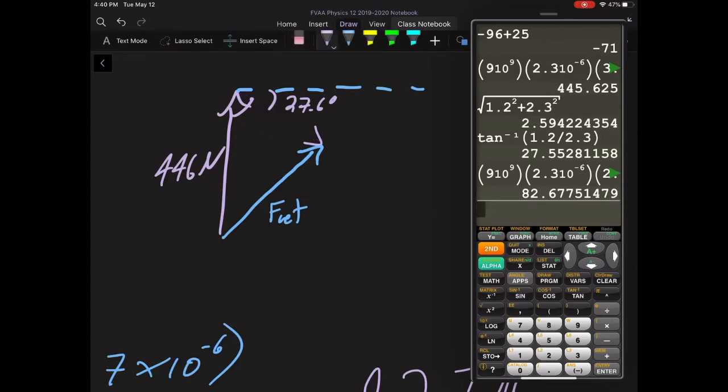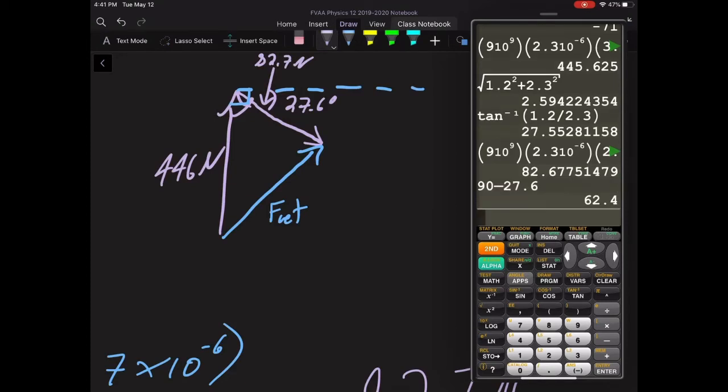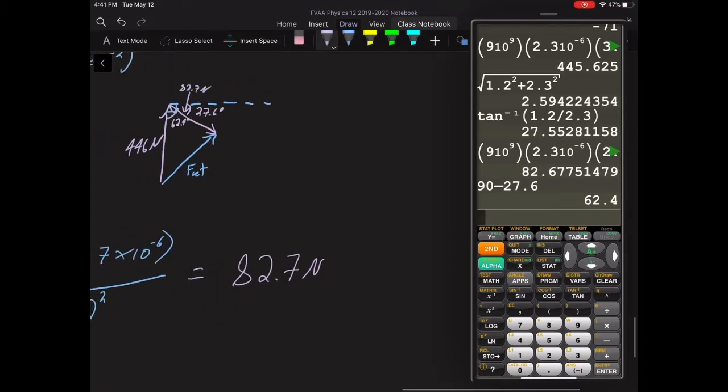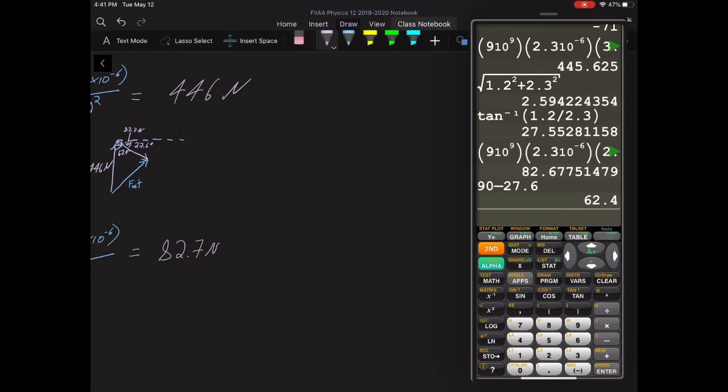Let me redraw my lines here. Okay, that's like that. The magnitude of this line is 82.7 newtons. But the degrees here, because this angle is 90, if I do 90 minus 27.6, I get the angle here of 62.4 degrees. Okay? So I can use the cosine law to solve for the magnitude of that line, and then I can solve for the angle of that line again. Okay, so this is all in one question.